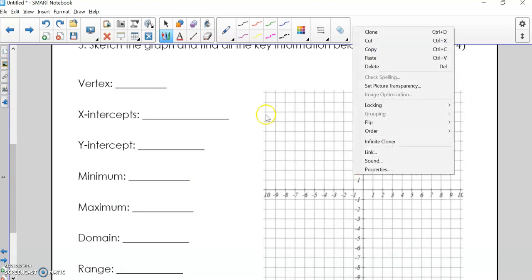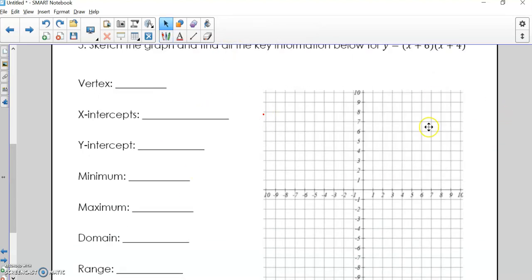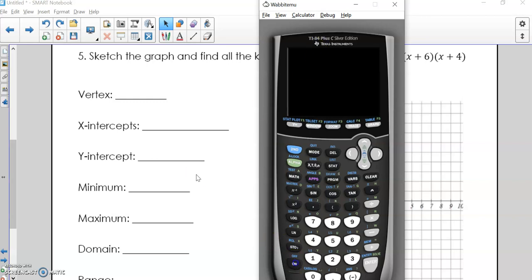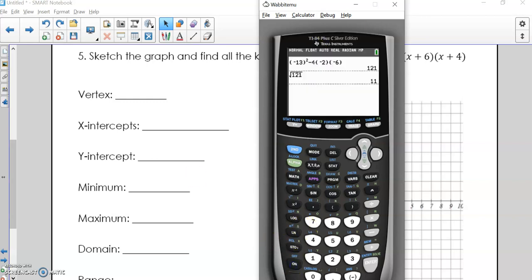Okay, last problem, everybody's favorite. I know we've done a ton of these, and we will keep doing them until you guys are comfortable. So for this problem, you're going to need your graphing calculator, okay? And we got to make this graph.